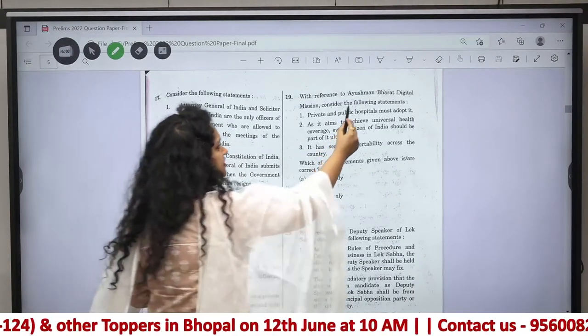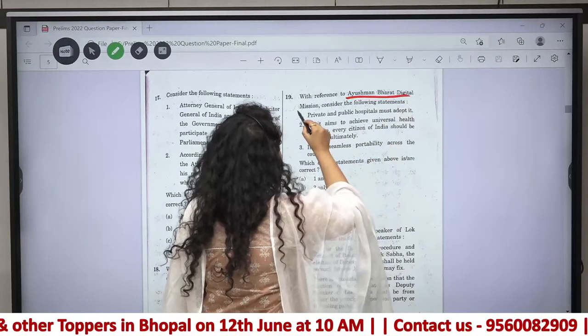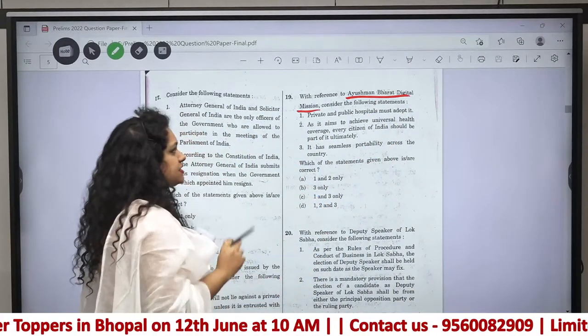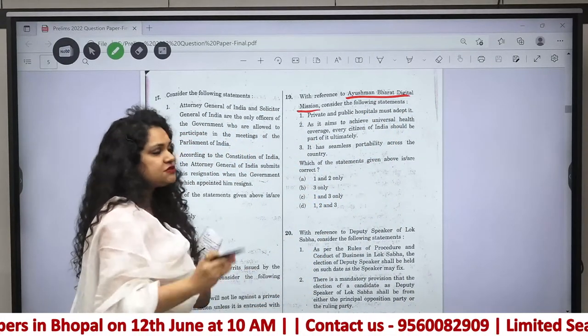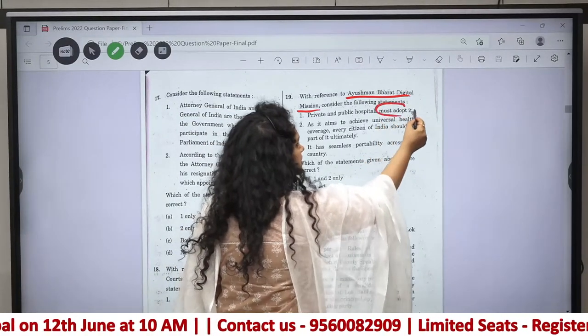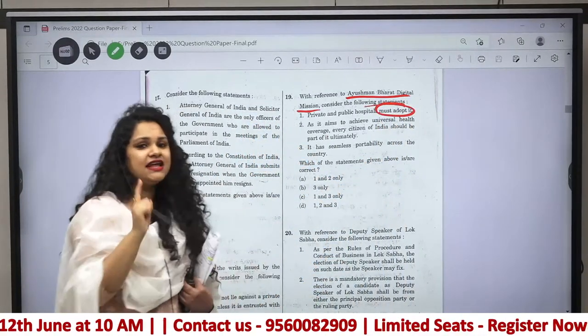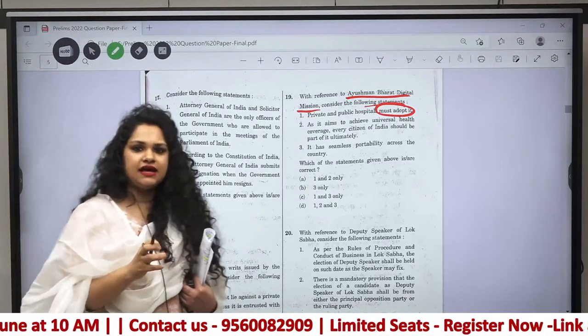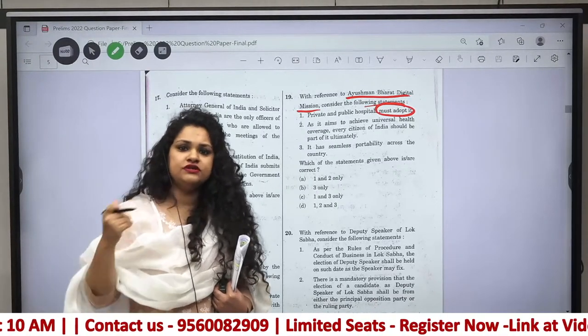It says that with reference to Ayushman Bharat digital mission, consider the following statements. Private and public hospitals must adopt it. Must adopt it, right? That's the underlying word. That is, they must do it, meaning they have no option to exclude themselves out of it.